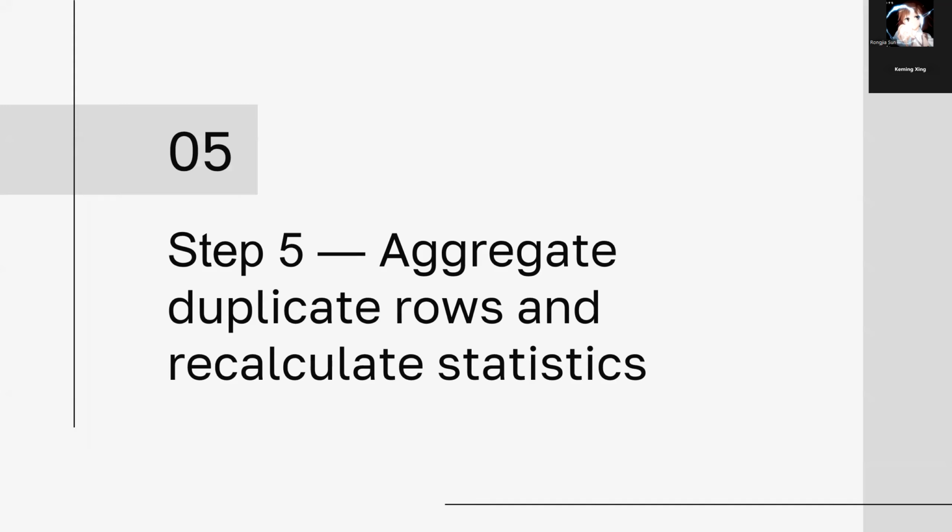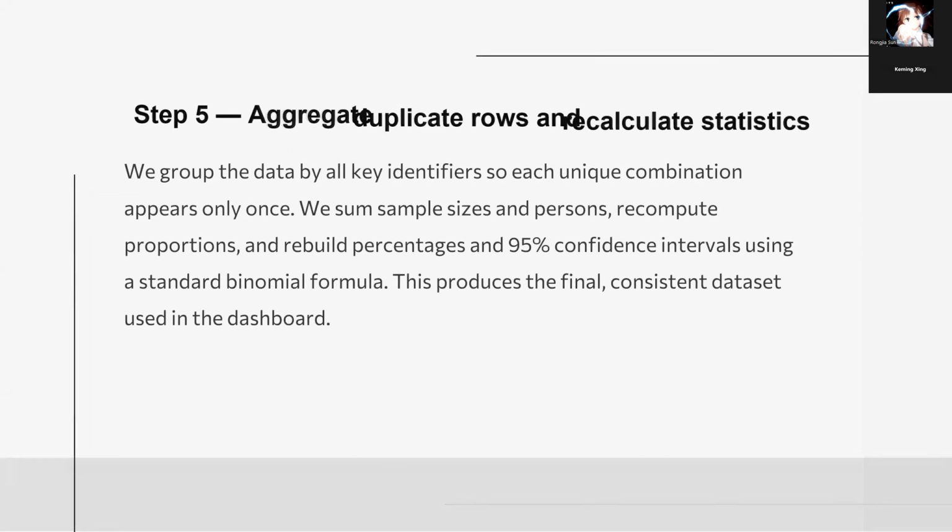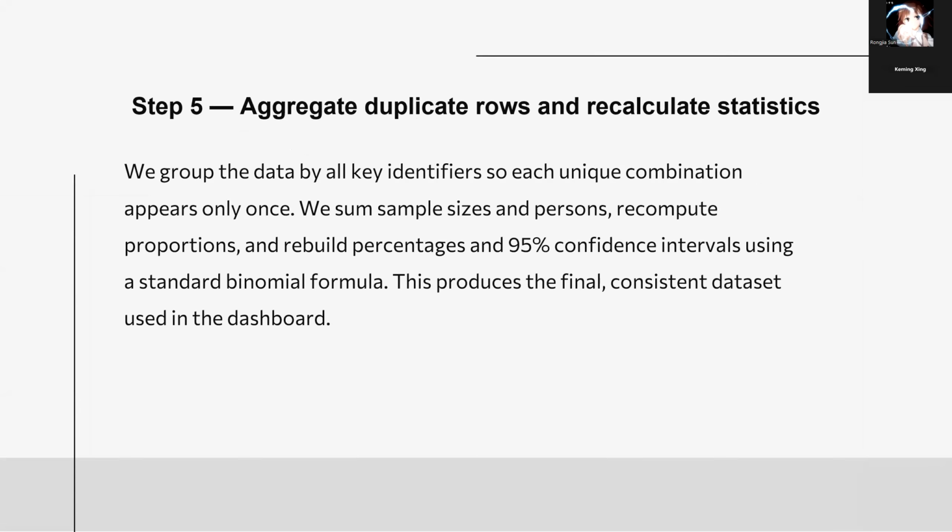So step five is to aggregate duplicates and recalculate the CI. In step five, we aggregate duplicate rows. Some combinations of question, response, breakout, year, and state still appeared multiple times even after cleaning. We grouped them into a single row, summed the sample size and persons, recalculated the proportions, and rebuilt the confidence intervals using a binomial formula. This resulted in a clean, accurate, and non-redundant dataset ready for visualization.